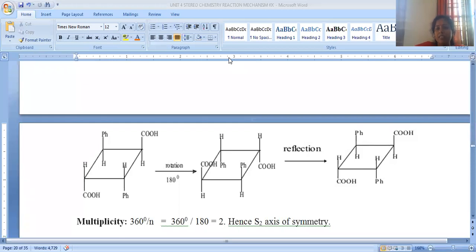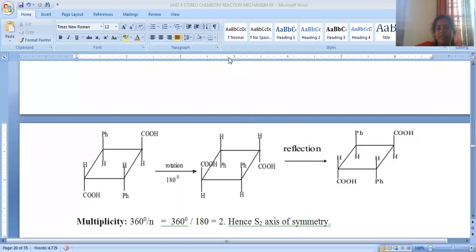When we are taking a benzene molecule, all 6 corners have carbon-hydrogen only. That's the reason why benzene is a simple example for center of symmetry. So third is about alternate axis of symmetry.